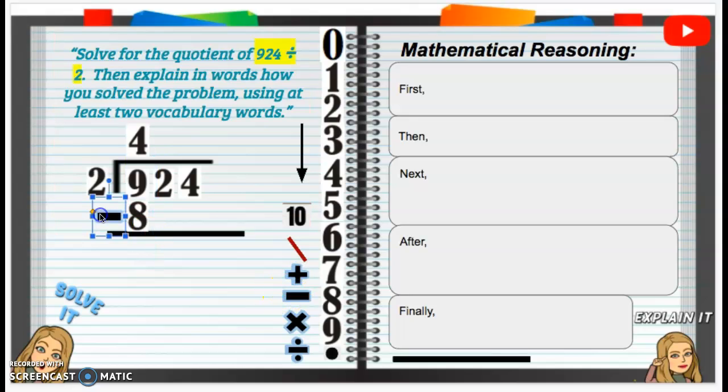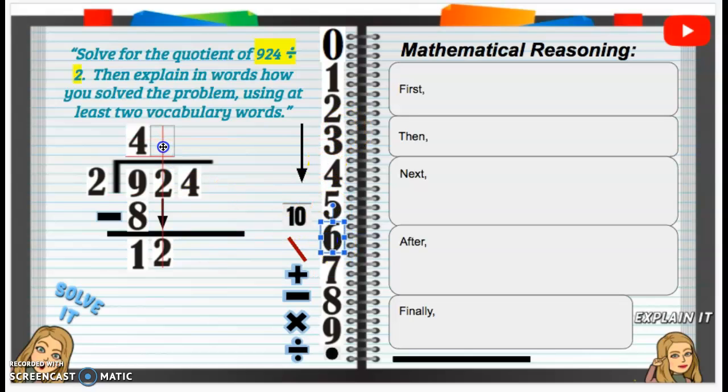All right, so now 9 minus 8 is 1. I'm going to put that 1 down here. Now, am I done? No, we've got to bring down that 2. When we bring down this 2, we have a 12. How many times can 2 go into 12? Well, 2 can go into 12 6 times.